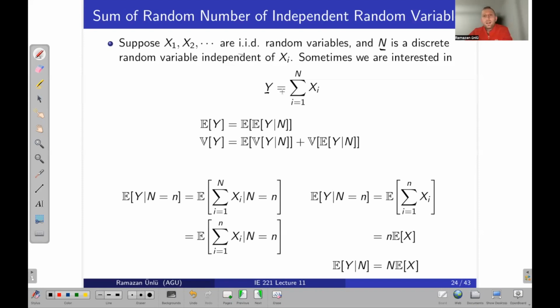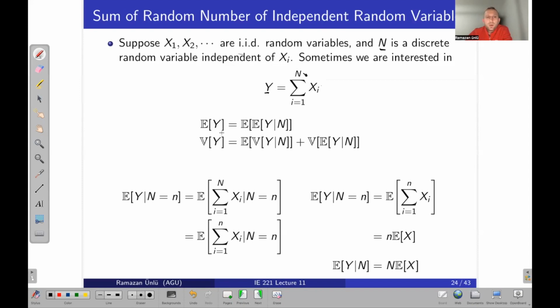Let's define a new random variable Y that is equal to the summation of those independent random variables. Remember that the Xi are independent of each other, and also N is independent from the Xi. N is a new random variable here, because when I change N, the results will change.